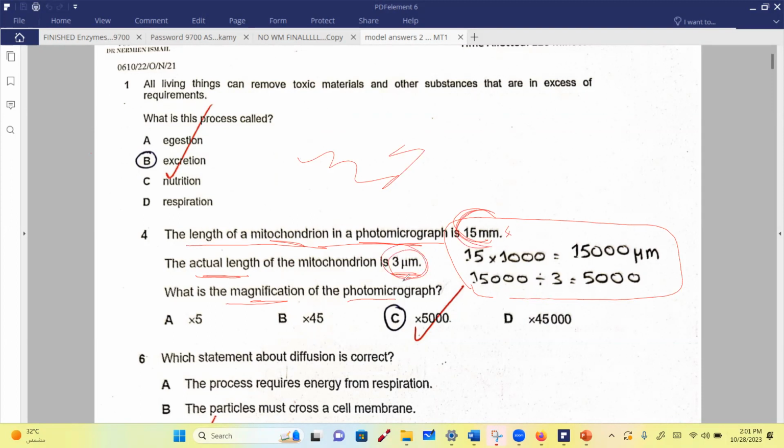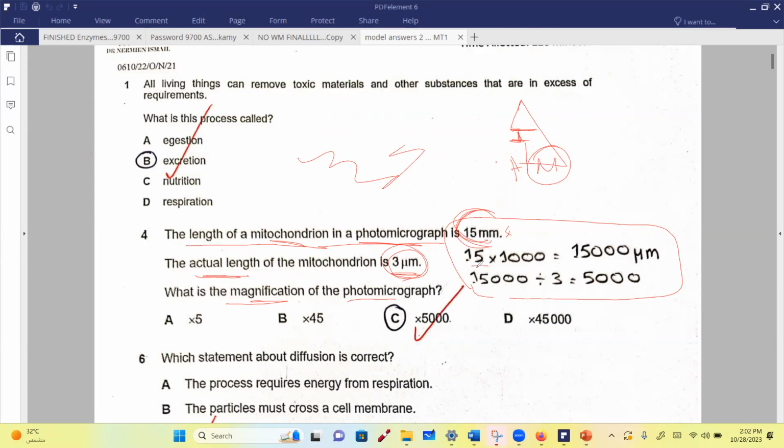What is the first thing that you have to do? Convert the units. Very good. You have to unify the units. The units have to be the same before you start using the equation. The equation is I/AM. I want the magnification. The magnification is I over A. You cannot divide I over A except when the units are the same.